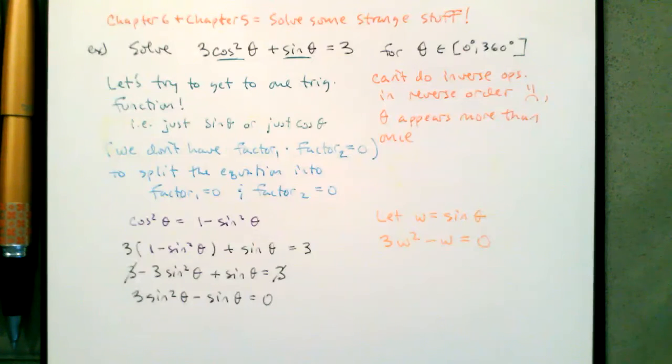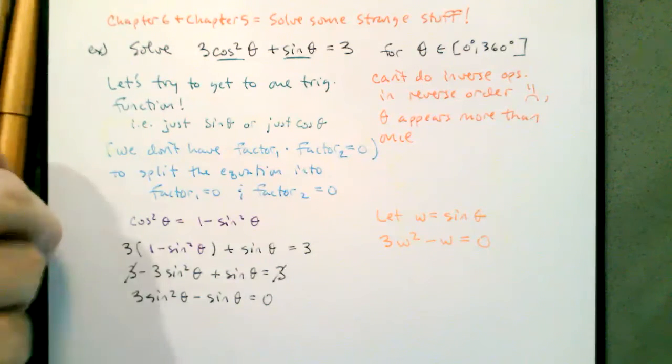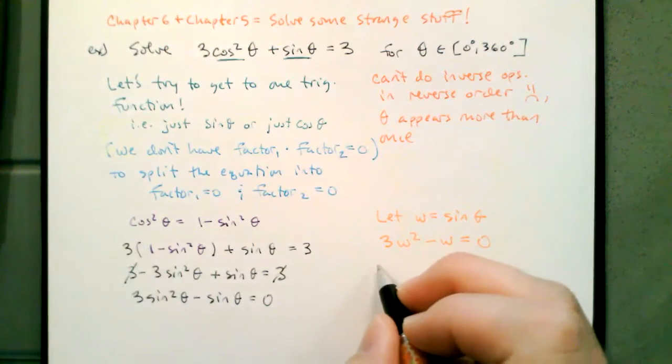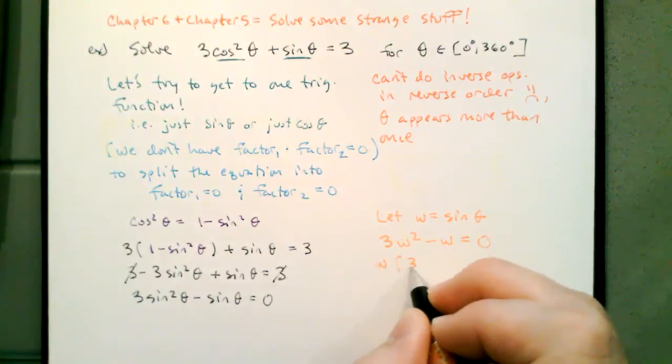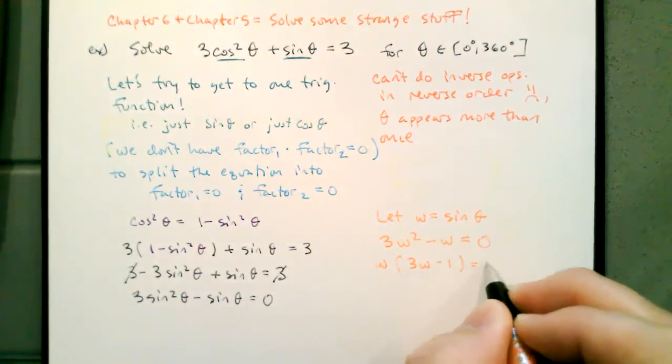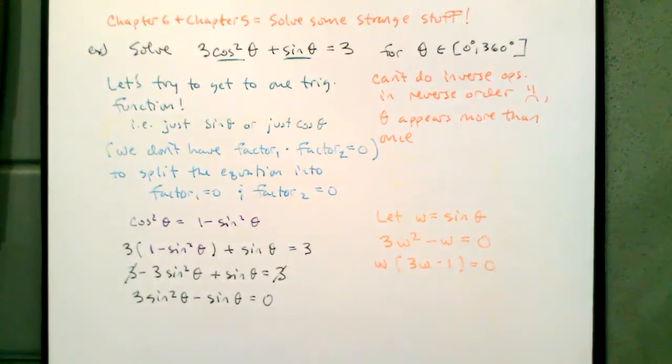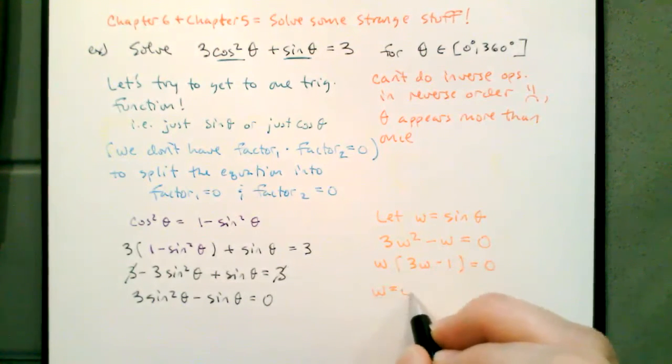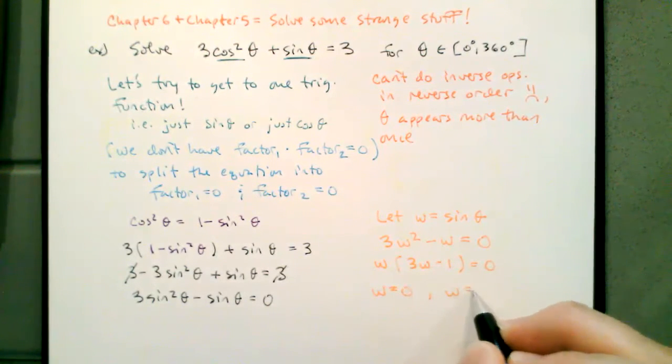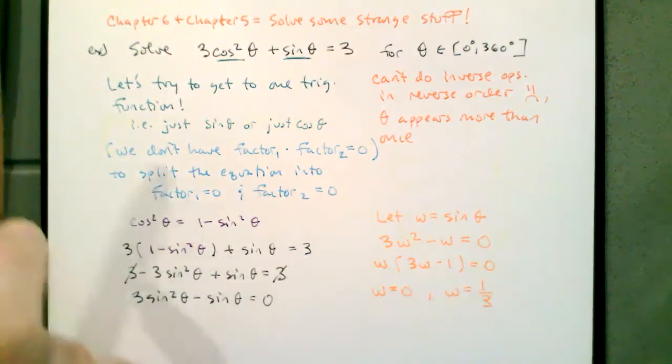And so now we're looking at quadratic in sine theta. It's also easy to factor. I'll have w times 3w minus 1 equals 0. So w equals 0, or w equals 1/3.